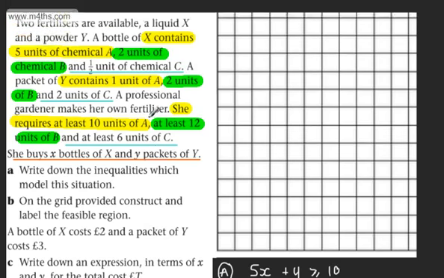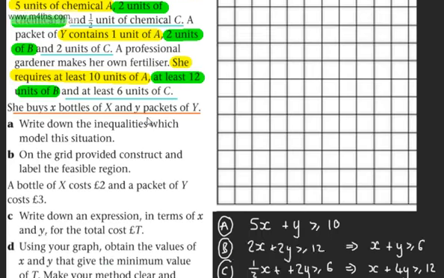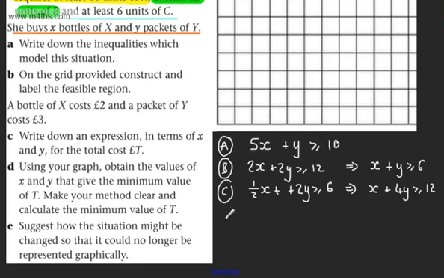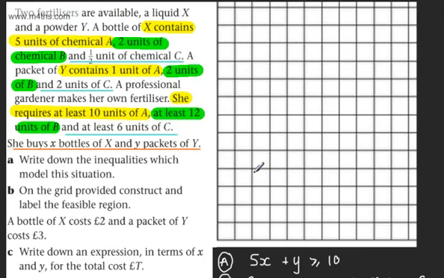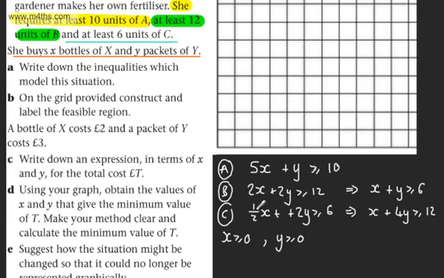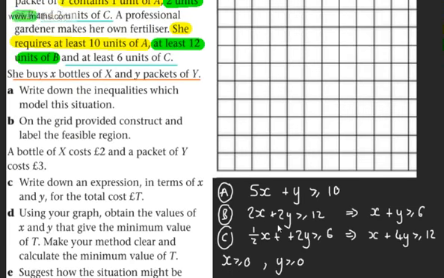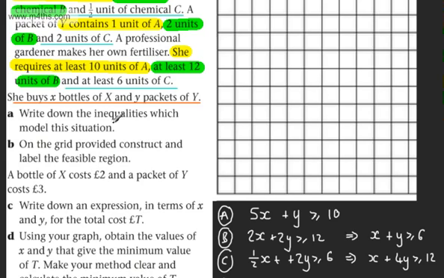Now for these, we're going to have the non-negativity constraint. So if we consider now that x must be greater or equal to 0, and also y must be greater or equal to 0. We can't have a negative number of bottles or packets. So we say x is greater than or equal to 0 and y is greater than or equal to 0. So we need to write down the inequalities which model this situation.